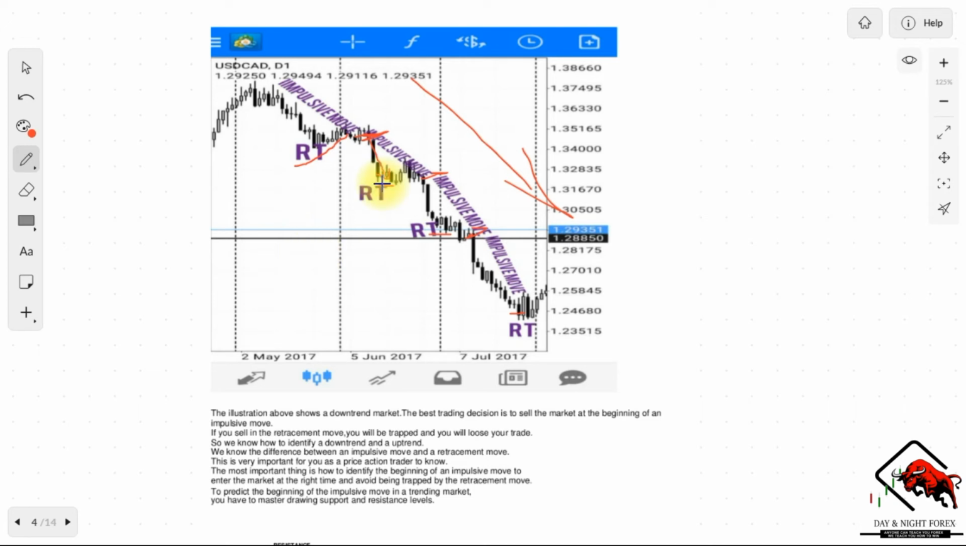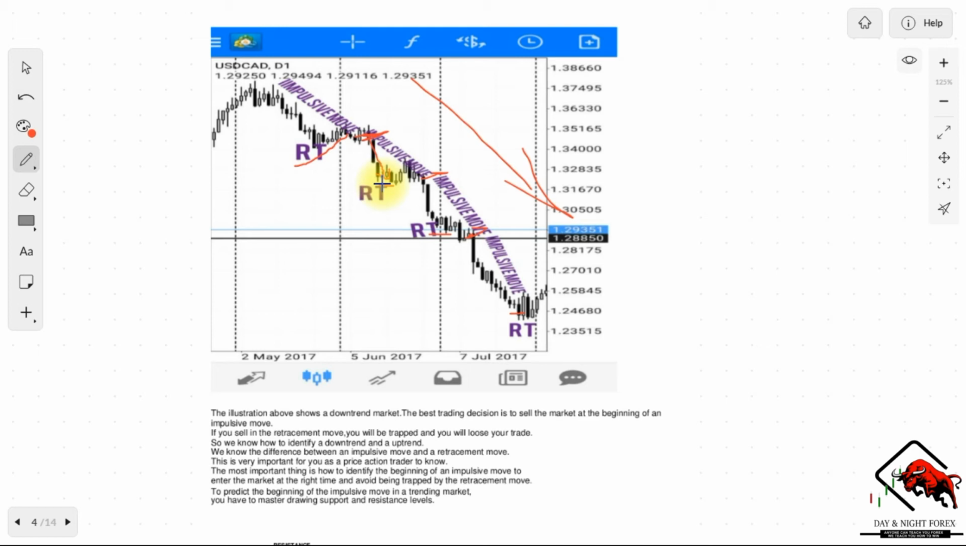So it is very key to understand the impulsive move and the retracements, when to take those trades at the beginning of the impulsive move, and exit at the end of it. So that's very, very key. That's a very, very key thing to understand in this lesson. So the most important thing is how to identify the beginning of the impulsive move to enter the market at the right time and avoid being trapped by this retracement move.